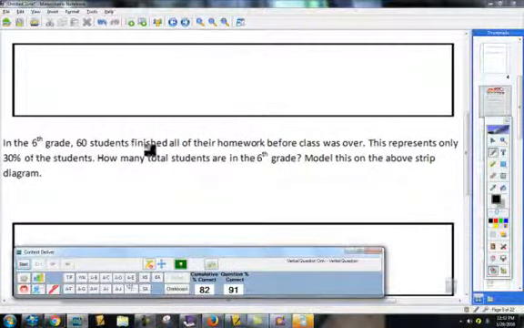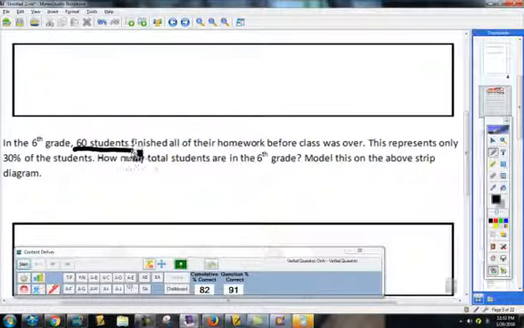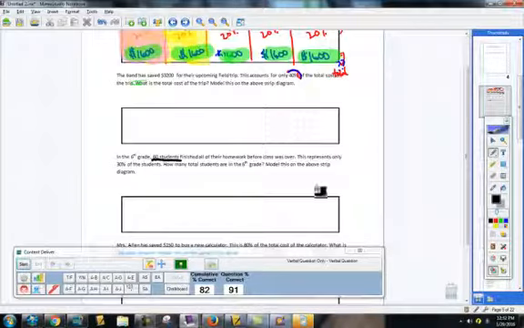In the 6th grade, 60 students finished all of their homework before class was over. So I'll just underline that because that's important, right? Now, real quick, what does the whole strip represent? Now, I'm going to zoom out a little bit, but I think you'll still be able to see it. What does the whole strip always represent? Yes. 100%, always. That's the whole point.